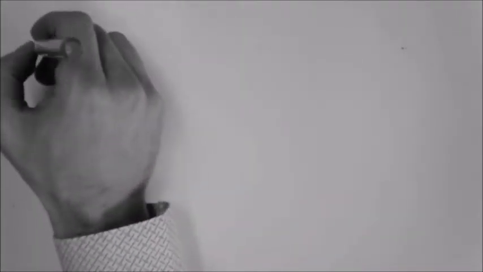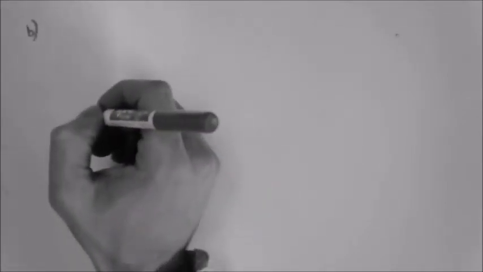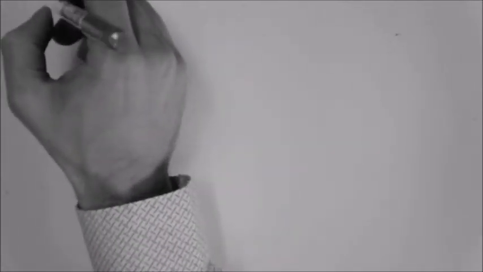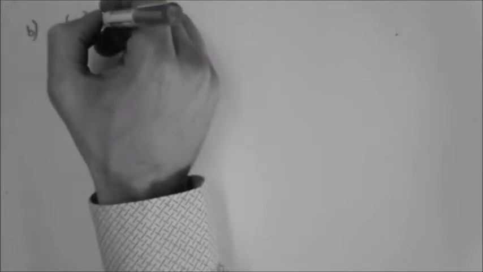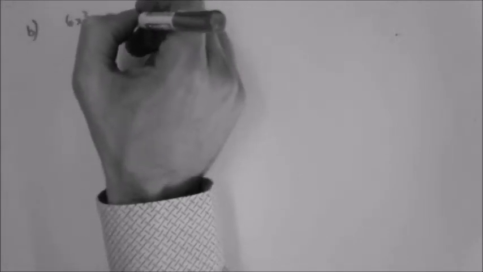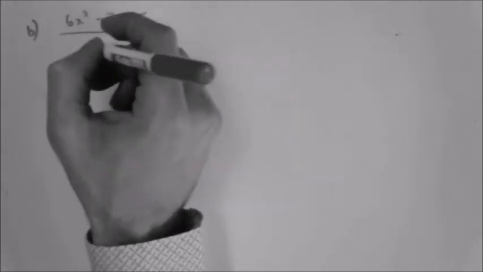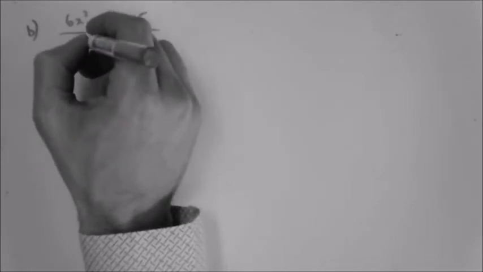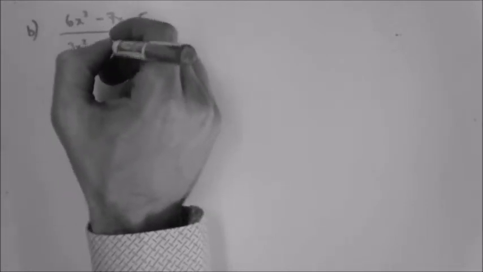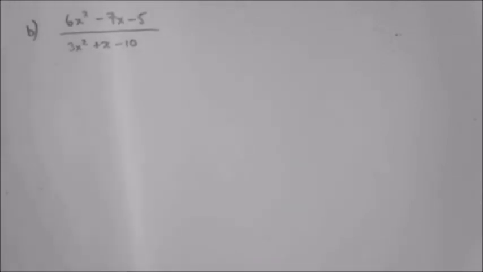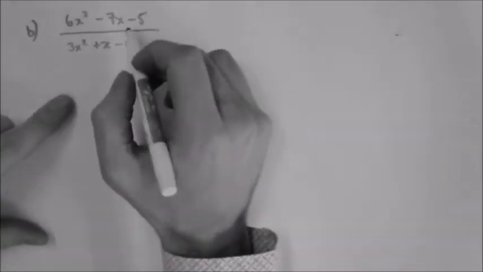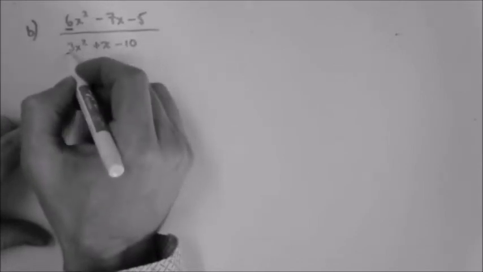B says 6x squared minus 7x minus 5 over 3x squared plus x minus 10. Now this factoring gets a little bit trickier, so I'll do a little bit of work on the side, but we have to factor both of these. Do you remember how to factor things when a isn't 1?